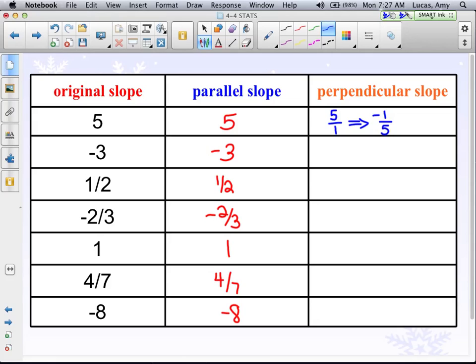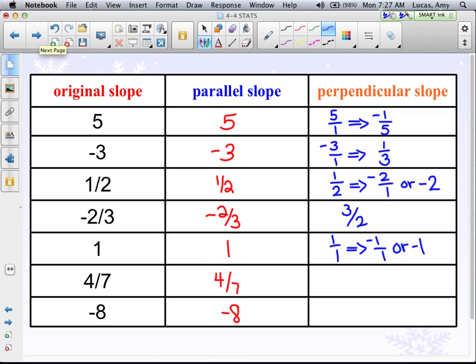The next one starts out -3, so I put a 1 under it, I flip it over, and I change the sign. So now this one is positive 1/3. Next, 1/2, I flip to 2 over 1, I change the sign to a negative. That one reduces, so -2. The next one I flip and change, I would get 3/2. What happens when you take 1 over 1 and you flip it and change it? Flipping 1 over 1 gives you the same exact fraction, 1 over 1. Then when you change the sign, it's simply -1.